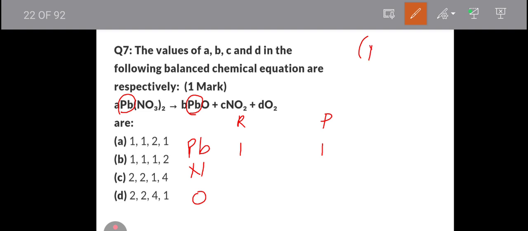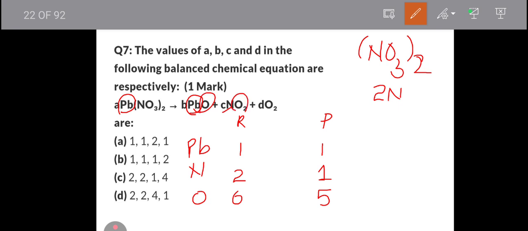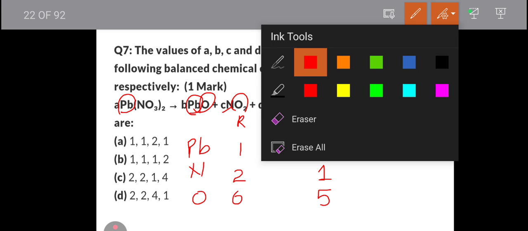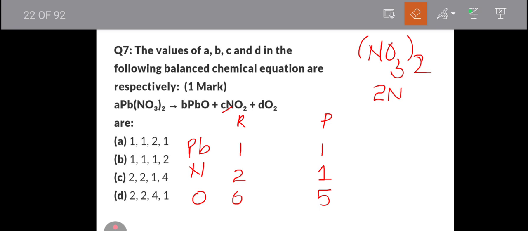Now you can see NO3 twice. So this 2 is common for both nitrogen and oxygen. From here you get 2 nitrogen, and O3 then 2, that is, 6 oxygen. So nitrogen in the reactant side is 2, and in the product side it is 1. Now oxygen: you have 6 oxygen in the reactant side and 5 oxygen in the product side. 5 oxygen means 1 oxygen here, and then 2, 3 you will get, again 2. So 4 plus 1, you get 5. So you have written the number of atoms on both the sides.